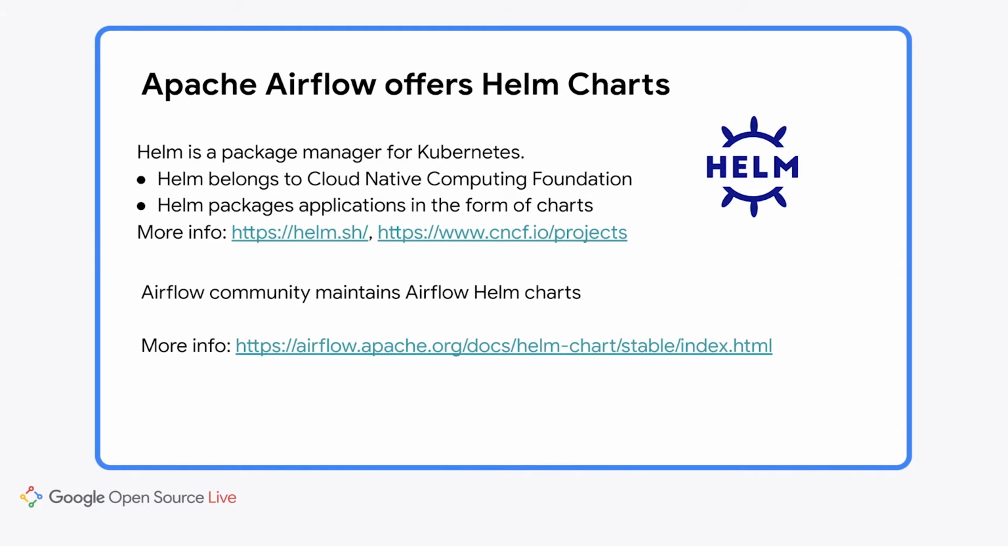Helm is a package manager for Kubernetes, one of the most popular package managers for Kubernetes. And again, this is a project that is part of the Cloud Native Computing Foundation. Helm allows you to package all the parameters required to run your application in the form of charts. So the Airflow community prepared a dedicated Helm chart for Apache Airflow, so you can easily run Airflow on Kubernetes in a few steps, and we will see in a moment how easy it is.